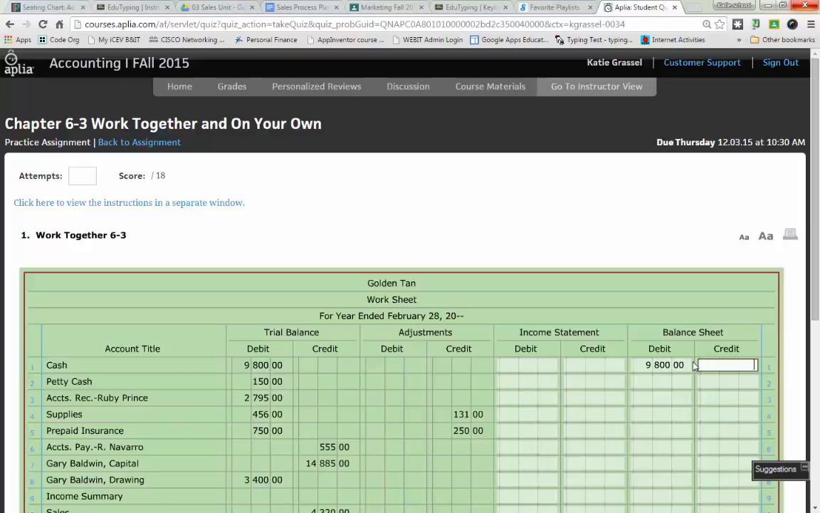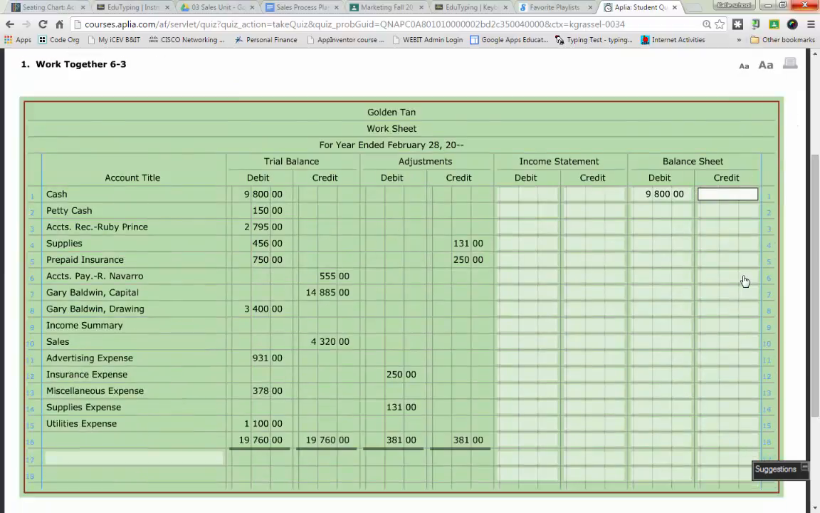I think Tanner already told me what my account classification for petty cash is. What is it again, Tanner? Asset. Asset, and assets go? Balance sheet. Thank you. 150. Accounts receivable, Ruby Price. Tyson, classification. Where's it go? Bam. You're right.